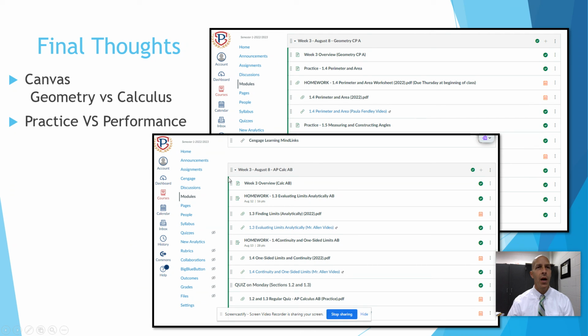So please keep in mind that performance tasks versus practice tasks are weighted differently, and that ratio in the math department is 20-80. So 20% of the grade for a student is for practice type activities, and then 80% is in performance. That's all I've got.